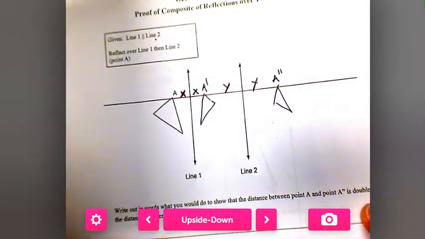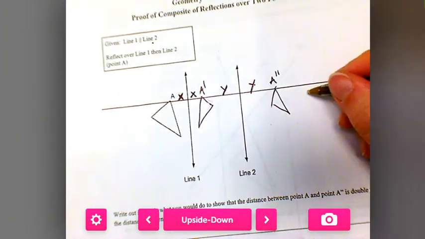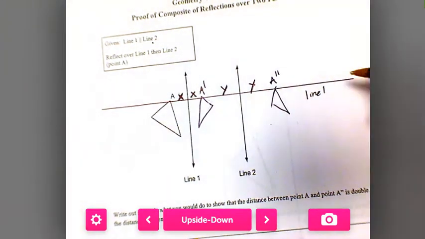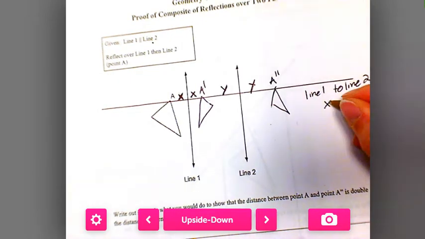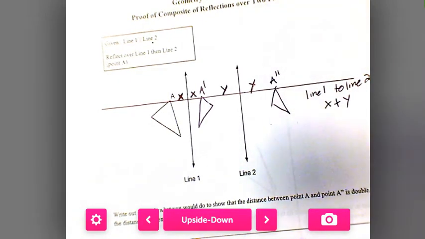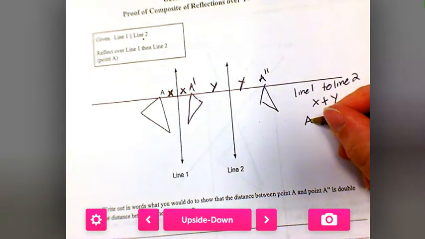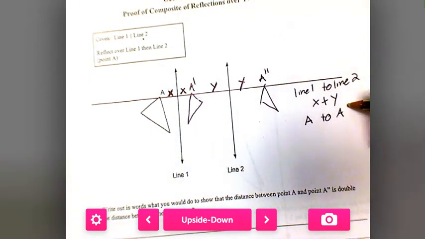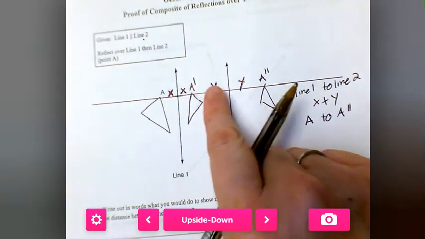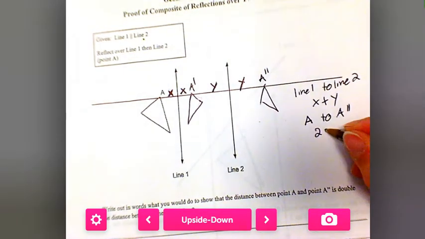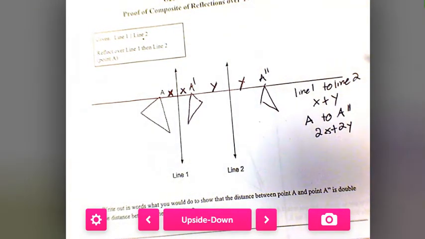Okay? So line 1 to line 2 has a distance of X plus Y. A to A double prime has a distance of 2X plus 2Y. So A to A double prime is twice the distance of line 1 to line 2.